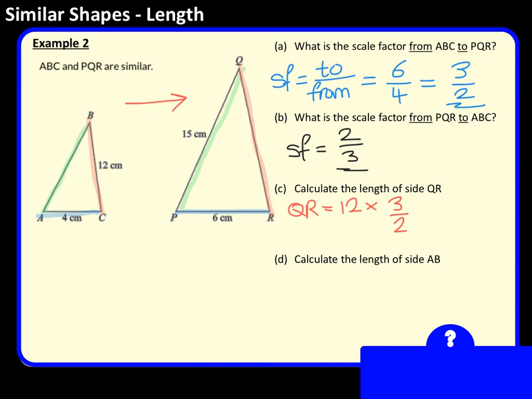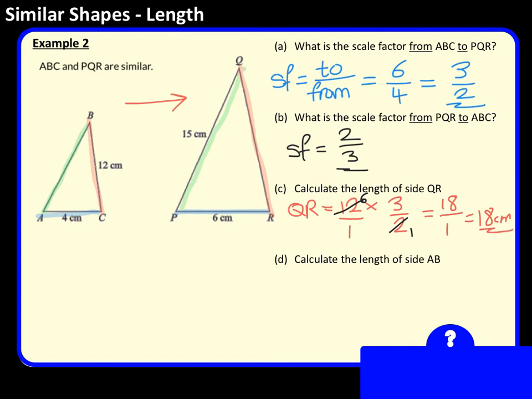So where we've got 12, we're going to turn that into 12 over 1. We can look for a little bit of cross cancelling here. So 12 and 2 are both divisible by 2. So I can make that 6 and 1. And then I get 6 times 3, 18. 1 times 1 is 1. And therefore it's 18 centimetres for my final answer.